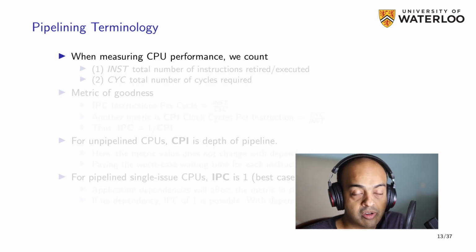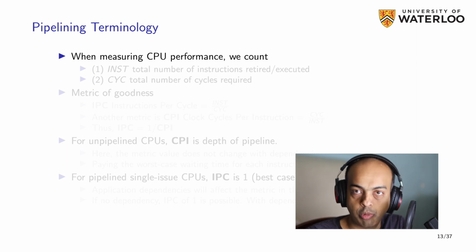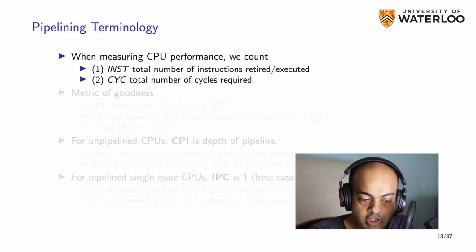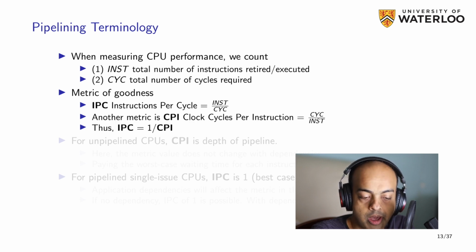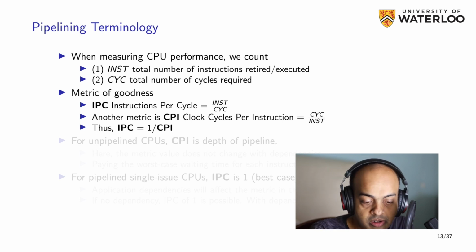Okay, so let's revisit the metrics IPC and CPI and apply them to a couple of examples to see how they might evolve. We need two things to compute this. We need to know how many instructions we executed. We also need to know how many cycles it took to execute all of those instructions. IPC is just instructions divided by cycles. CPI is the inverse of that. Both of these terms are used interchangeably in industrial literature.